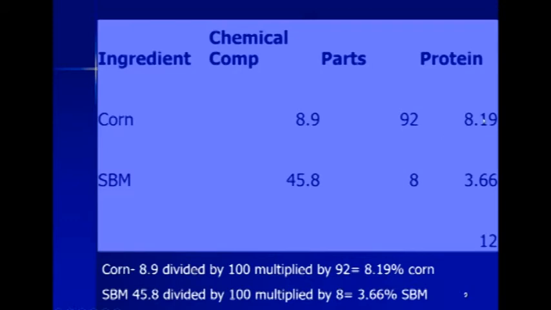So 8.19 is the amount of protein available from 92 parts of corn, and 3.66 is the amount of protein available from 8 parts of soybean. So when you sum up, we get a value of 12. So 12 is our required amount. So this is about Pearson's square method by using two feedstuffs.